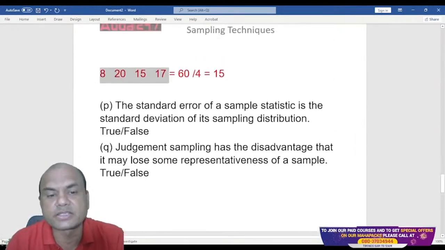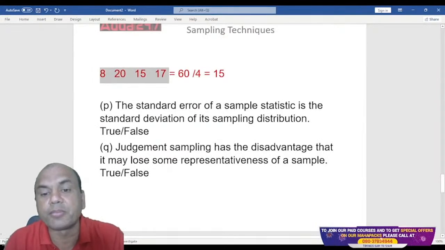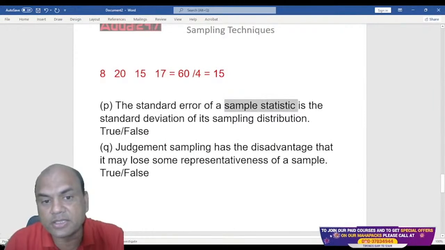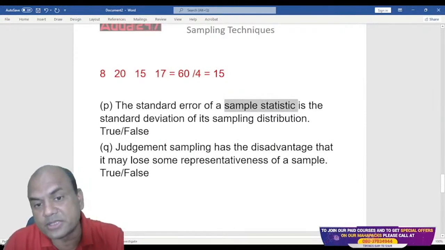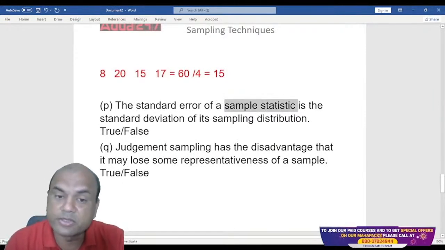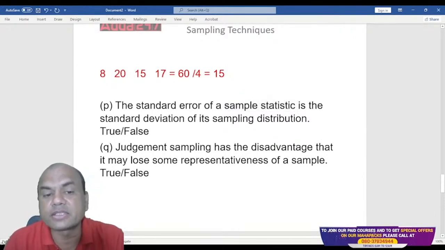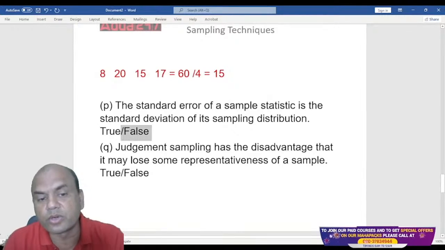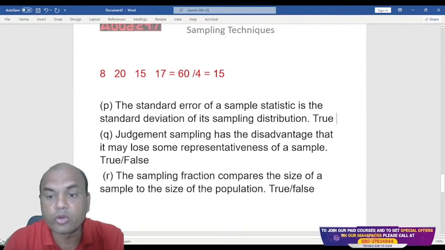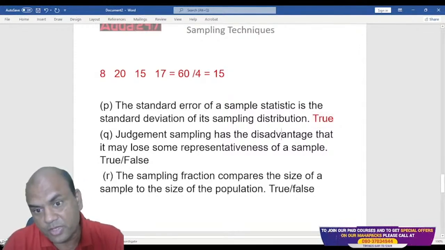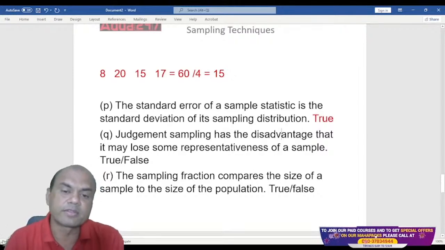The standard error of a sample statistic is the standard deviation of the sampling distribution. That is true. What did I say earlier? Sample standard error is the same as the standard deviation. So that is true over here. The other name for standard deviation is standard error in the case of samples. For population, it is standard deviation.